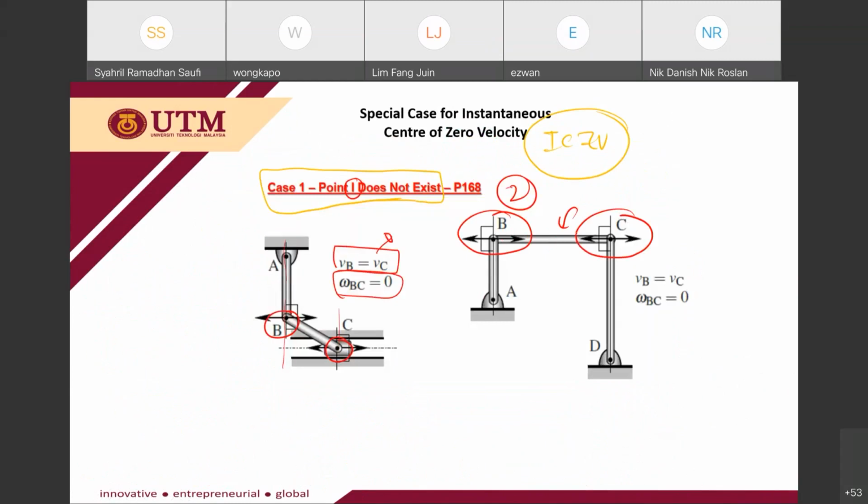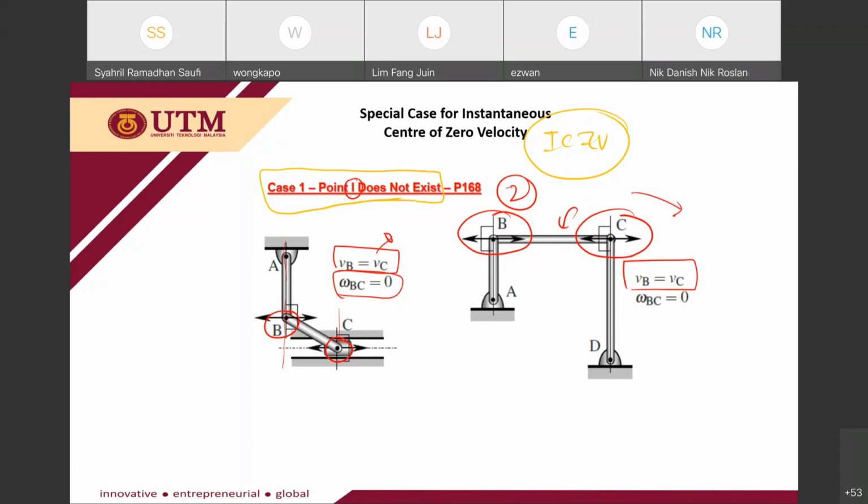Okay, the velocity here is parallel. If this system moves a little bit to the right, then your VB is not equal to VC. But for this particular instant, your VB is equal to VC, even though your BC is in general plane motion. At a certain condition, at a certain location, VB is equal to VC, which means that if you draw the perpendicular lines, you will not get the center of zero velocity.